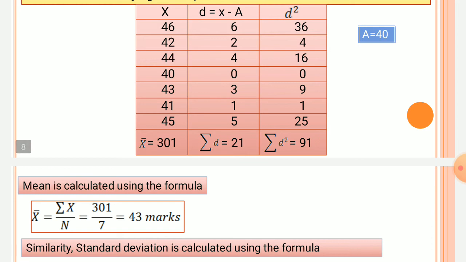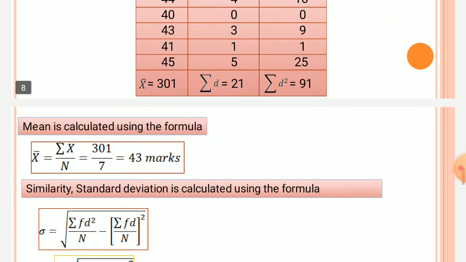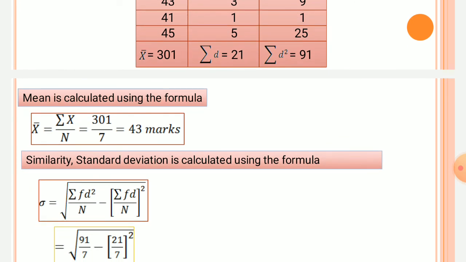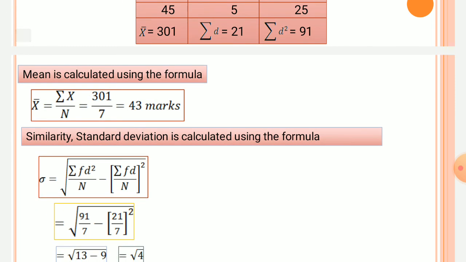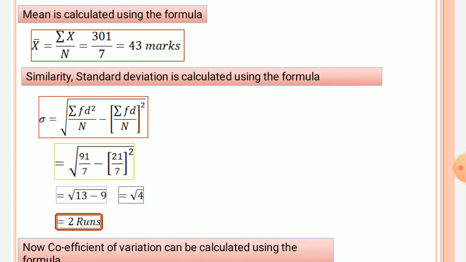Here n is equal to 7, the number of items or number of observations. Arithmetic mean can be calculated using the formula x bar is equal to sigma x by n, equals 301 by 7, equals 43 marks. This is the value of the arithmetic mean, and similarly standard deviation can be calculated using the formula sigma is equal to root of sigma d square by n minus sigma d by n whole square.